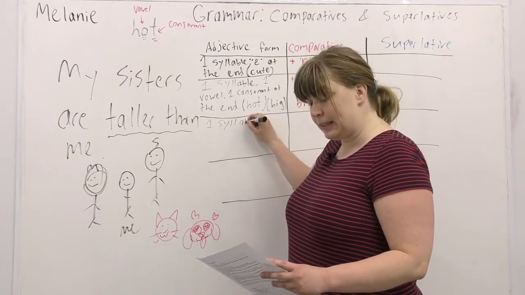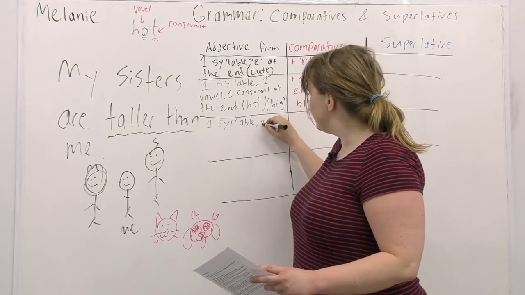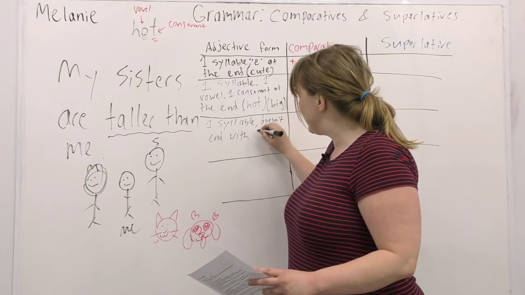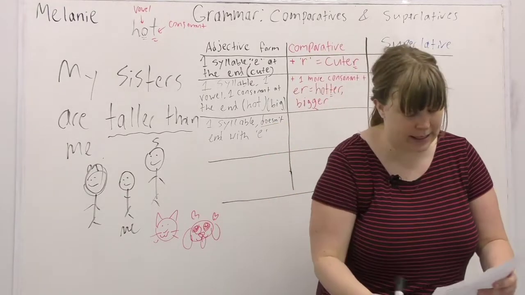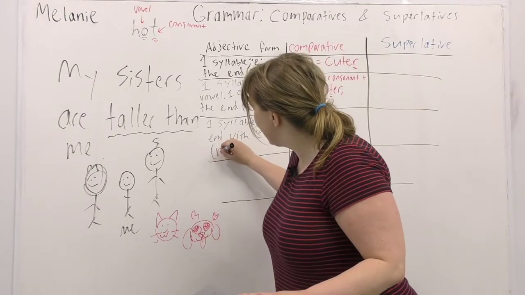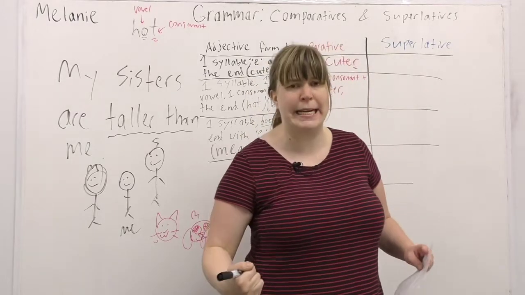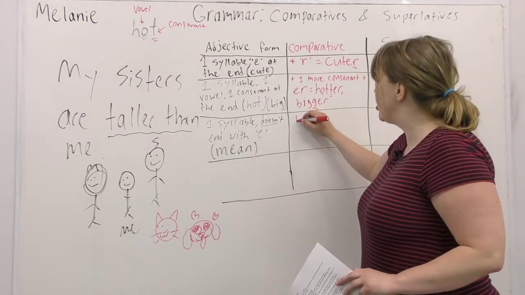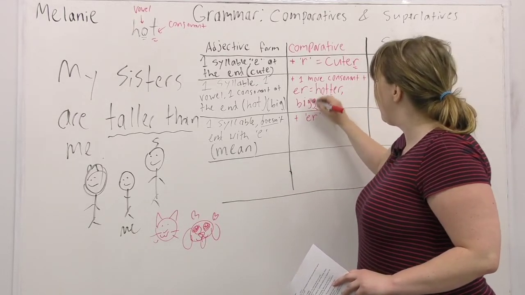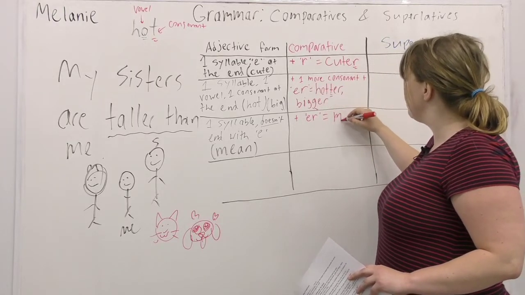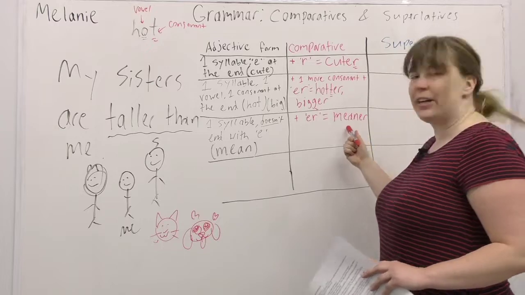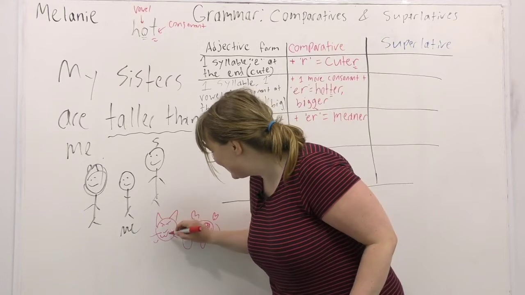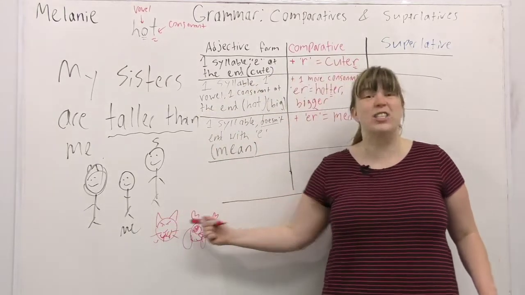One syllable that doesn't end with E. So for example, let's say mean. Mean, someone who is not nice. So what do we do? This one's pretty simple. Just add ER. And then it becomes meaner. So for example, I think cats are meaner than dogs.